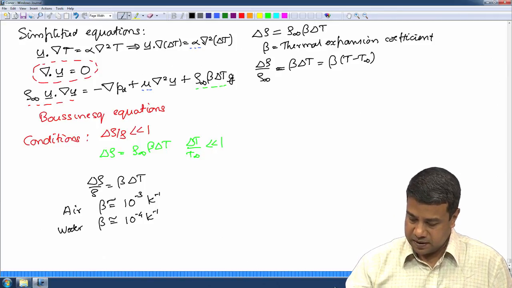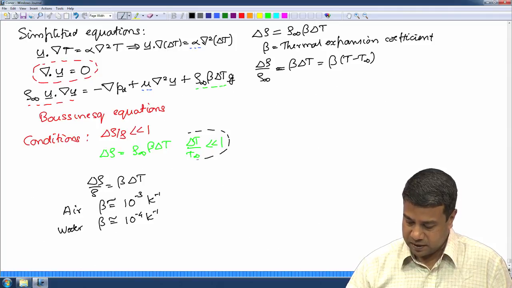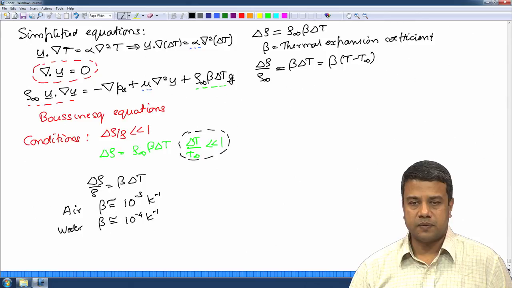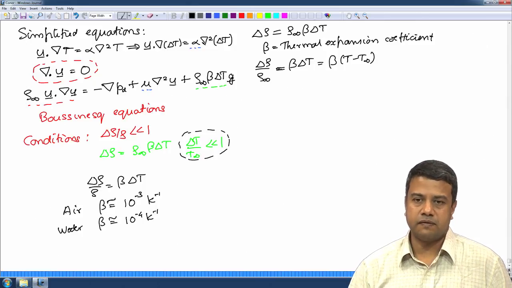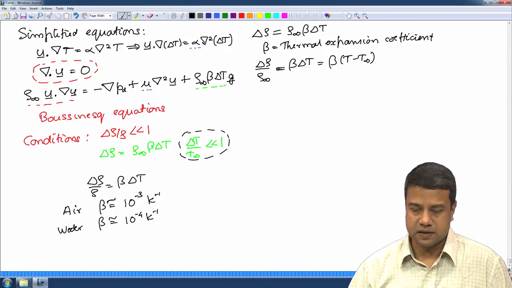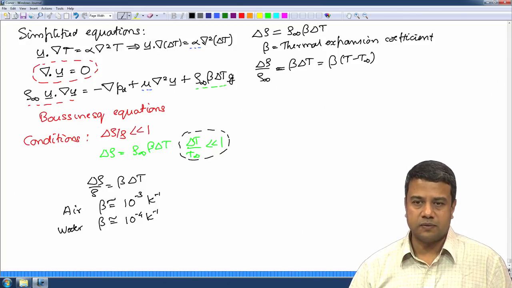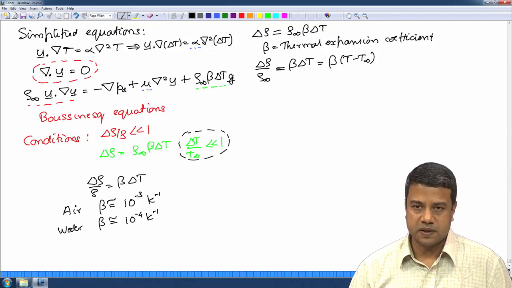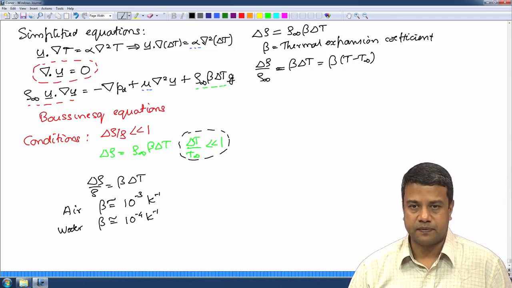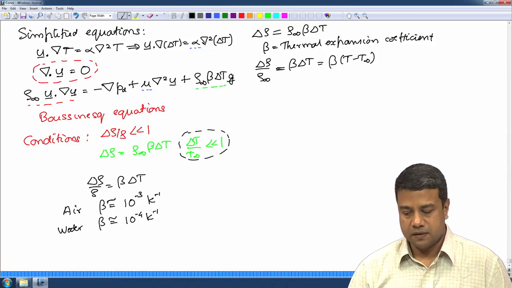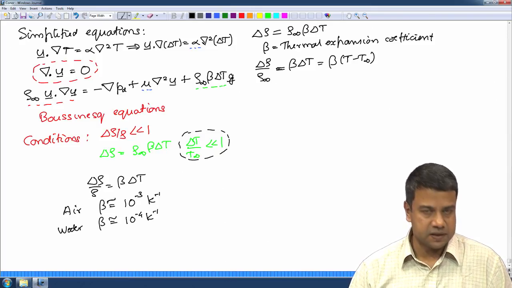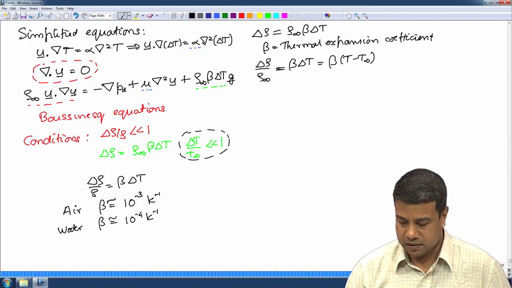And it is also because the temperature variations are small on an absolute scale. The absolute temperature, room temperature, is about 273 degrees. So, even if you increase the temperature by tens of degrees, this delta T by T infinity will still be a small number. And therefore, a linear approximation is a good one. So, because of these, we can simplify the equations to the Boussinesq equations, which are much easier to treat.